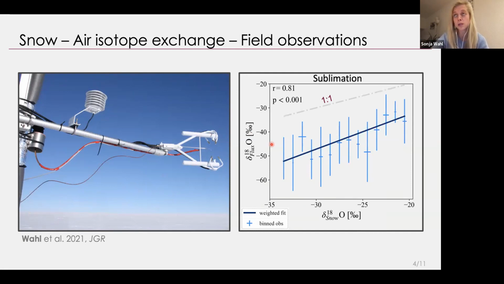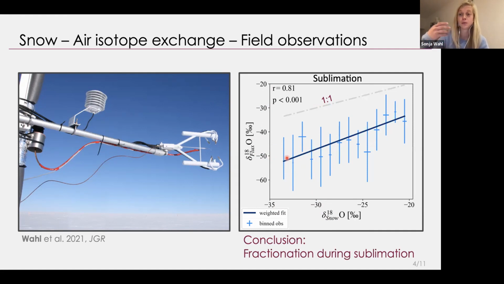We plotted all the isotopic composition of the sublimation flux and of all our observations on the y-axis. And on the x-axis, you see the snow isotopic composition. And first of all, you can see that there's a very strong correlation between these two parameters, which makes sense because the sublimation flux comes from the snow surface. But at the same time, you see that the isotopic composition is well below the 1-to-1 line. So this means the isotopic flux is depleted. So the sublimation flux is depleted in heavy isotopes. And therefore, we have directly observed isotopic fractionation during sublimation.